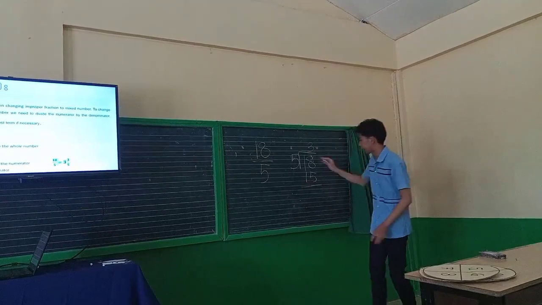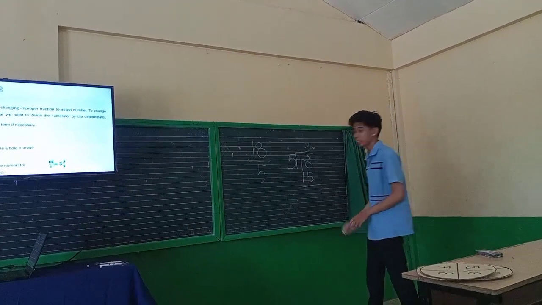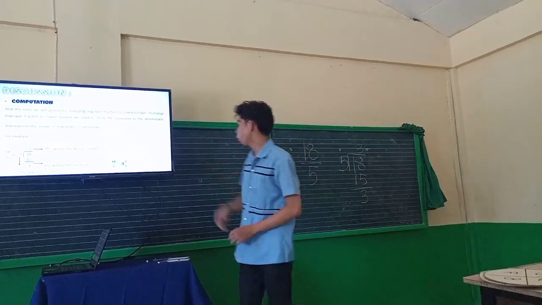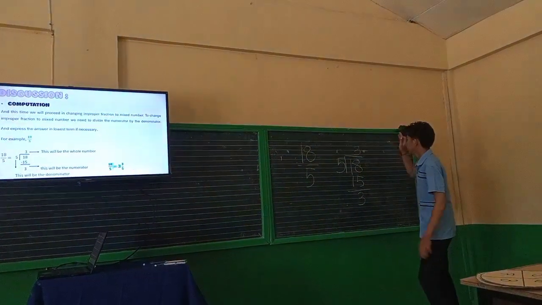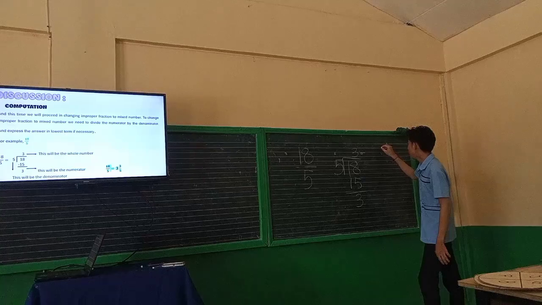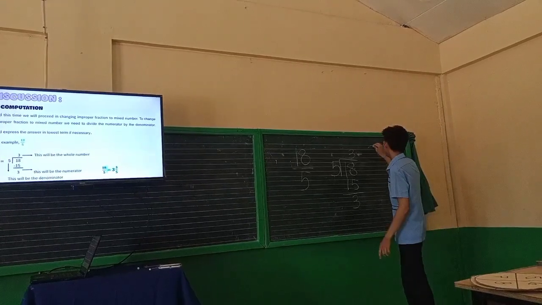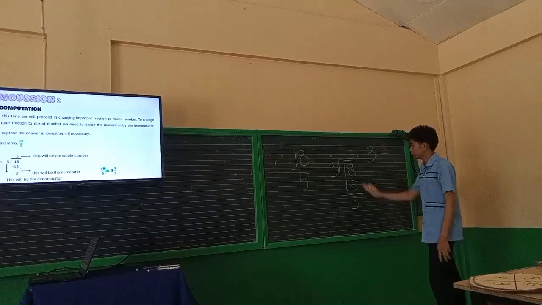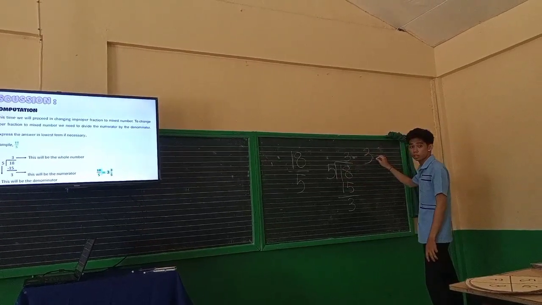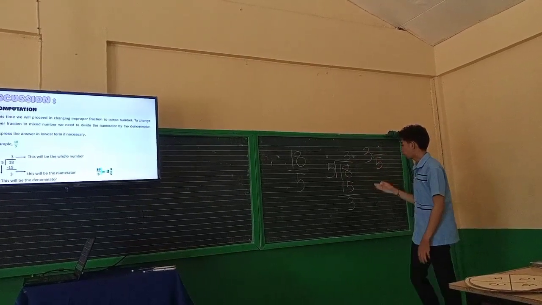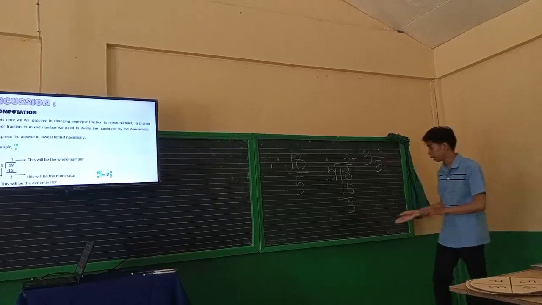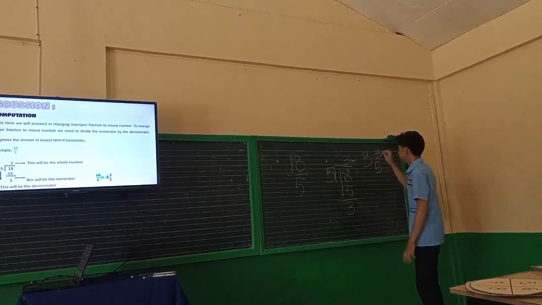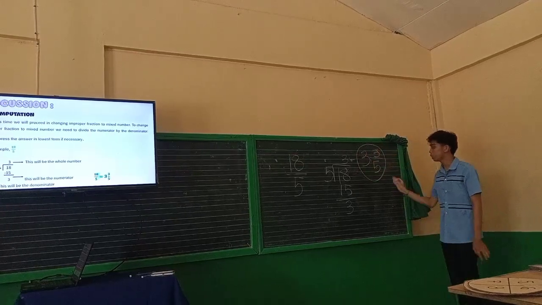And we need to subtract it. The answer is 3. For the mixed number, the 3 is the whole number. And our denominator is the divisor, which is 5. And our remainder is 3, which is our numerator. And this is our mixed number.